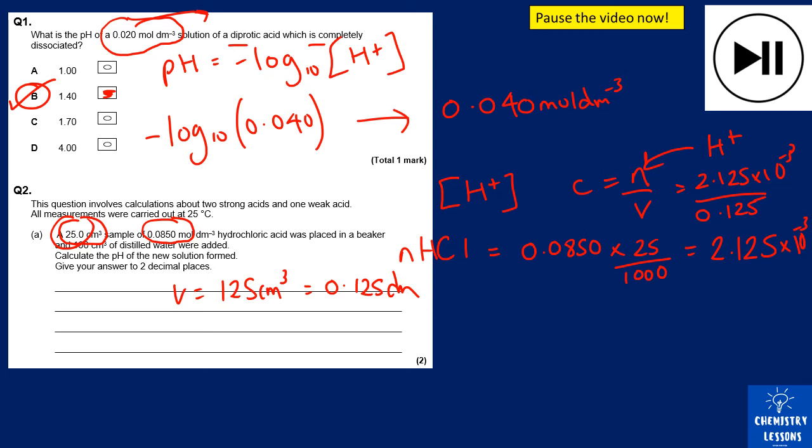which is 0.017. And if I do minus log base 10 of 0.017, that equals 1.77 to 2 decimal places.